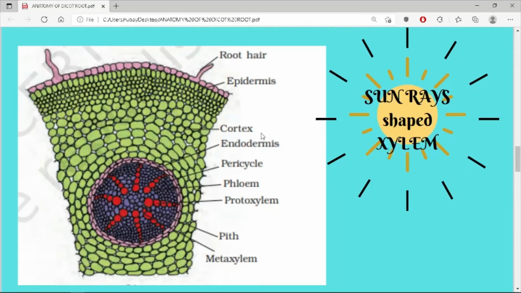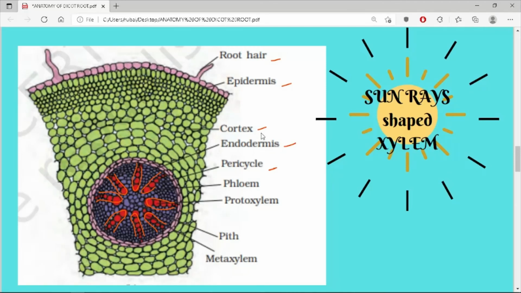Now let's come to monocot root. You can easily find out the common features of epidermis, root hairs, cortex, endodermis and pericycle. But remember, no secondary growth takes place in monocot plants. So pericycle does not help in the secondary growth. However, there are more than 6 xylem bundles in the monocot root. You can see this clearly over here. So there are approximately 6 or more than 6 xylem bundles which are present over here, which gives it an appearance of a sun rays kind of an arrangement.